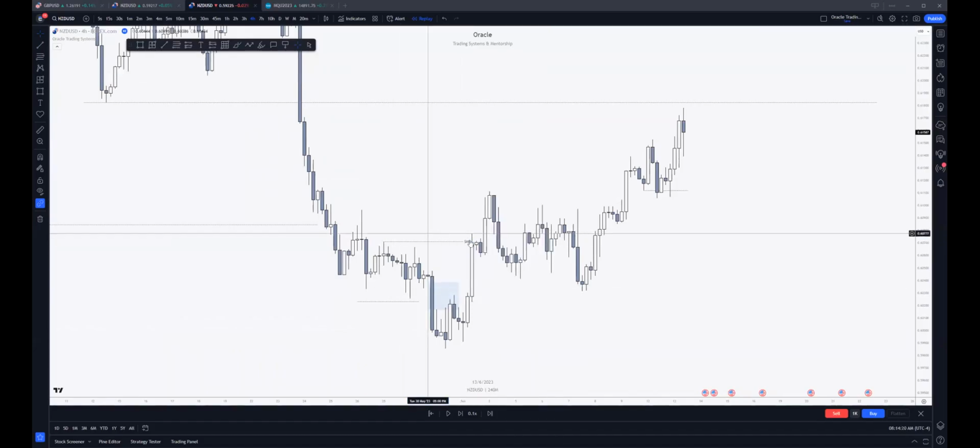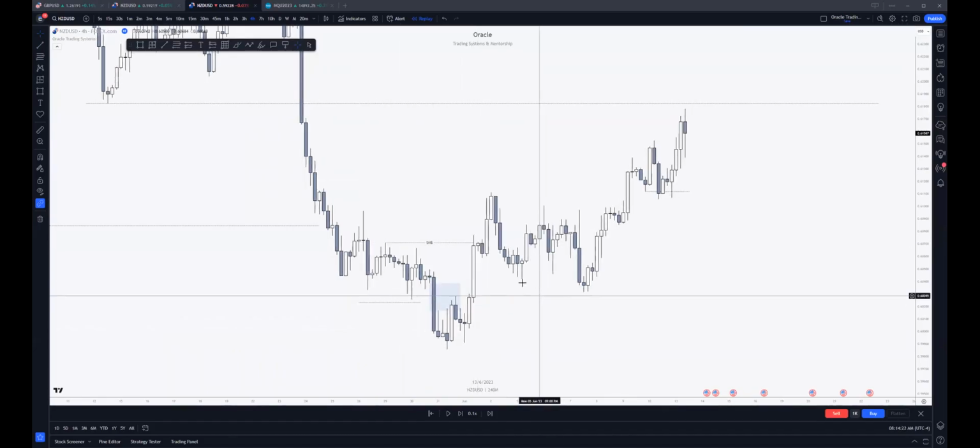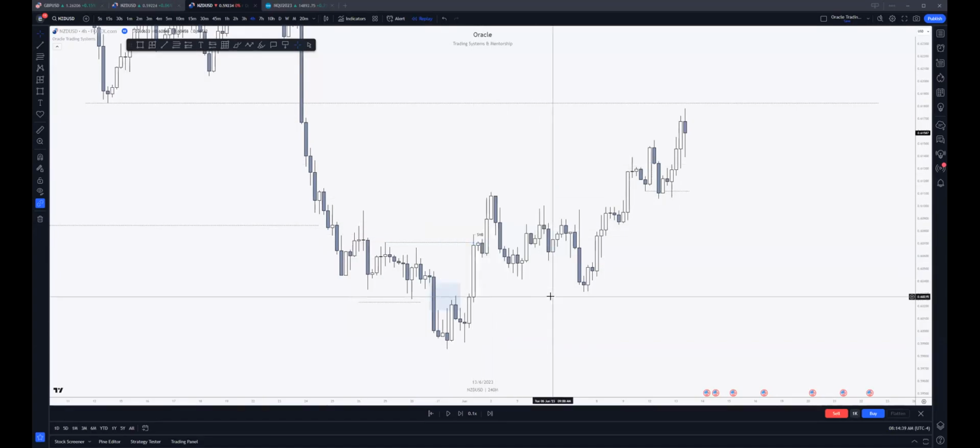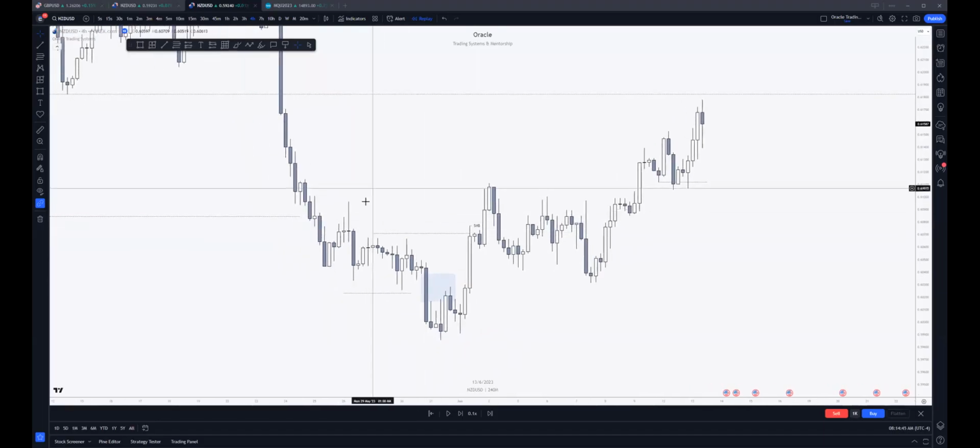SMB. SMB doesn't actually happen here, by the way. Where does the SMB actually happen? Right, because there's no body closure. We're looking for that displacement through, right? That's what actually confirms it. No displacement, no SMB, because then it's likely to be just a liquidity grab, right? We don't want to trade liquidity grabs, and you can get smoked.